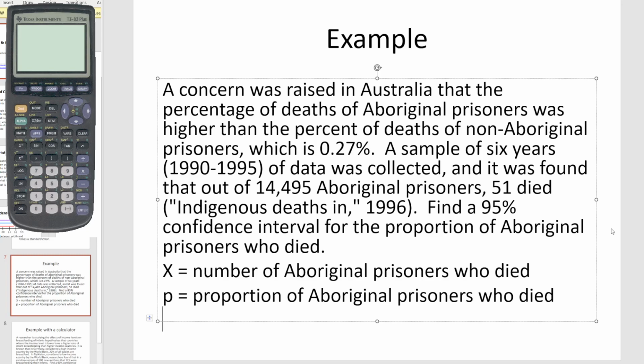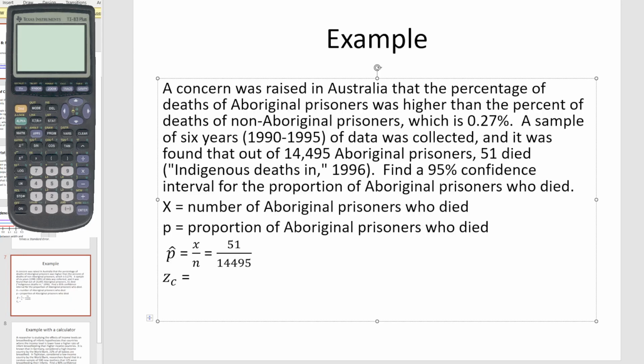Let's find the sample proportion, p hat. So p hat, the sample proportion, is x over n, which is 51 divided by 14,495, which is about 0.003518.